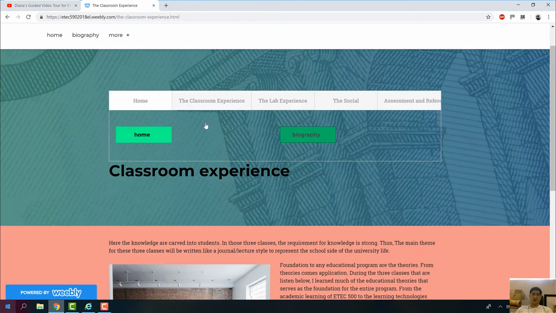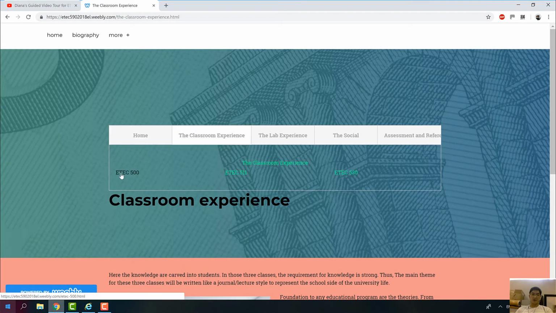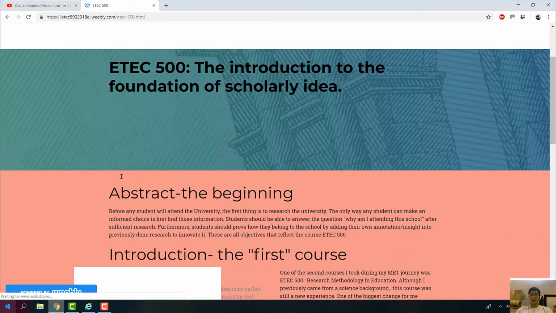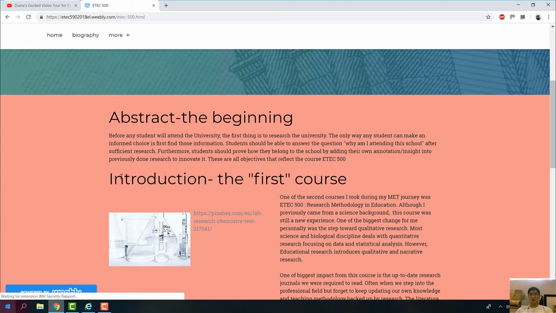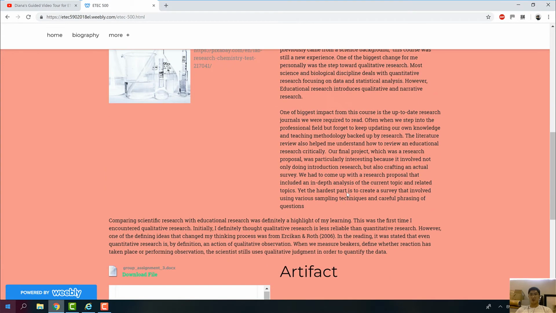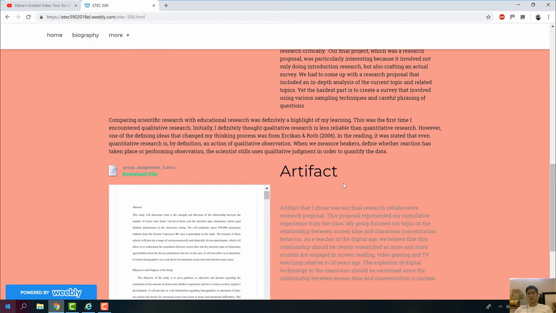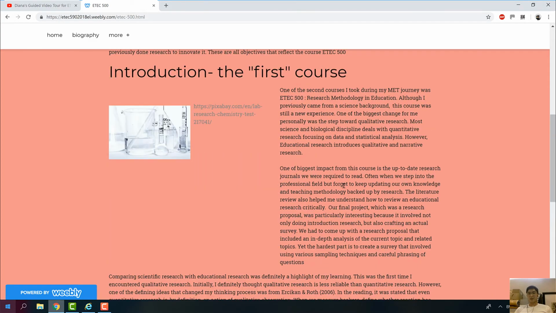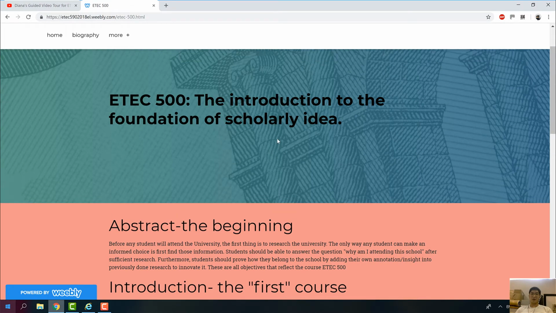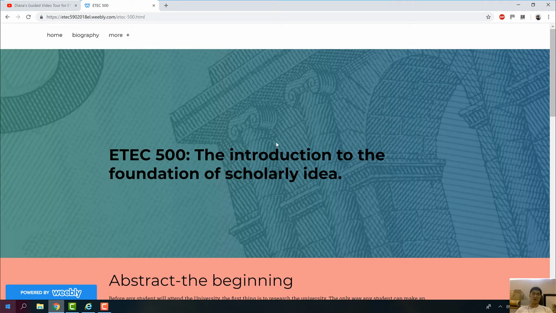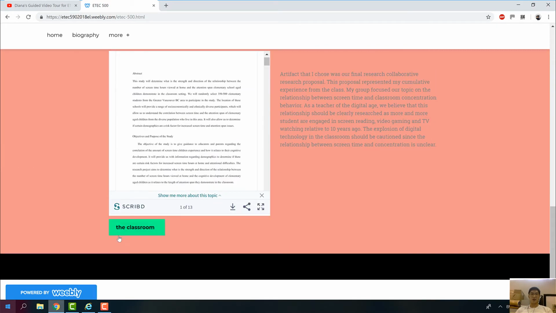And within each of the classroom experience, starting from the scholar research of the 500, where we engaged with a lot of research paper reading, and we had to create our own research proposal, where my classmate and I created a proposal of trying to investigate screen time reading versus a lot of what is that change in student concentration time.